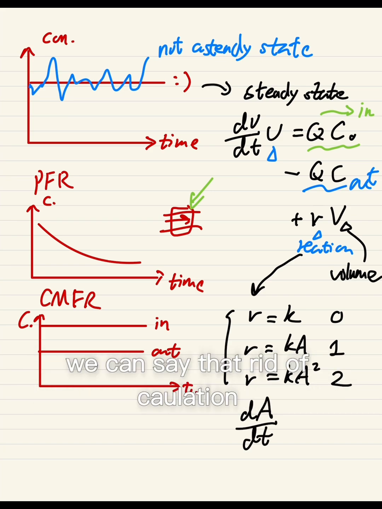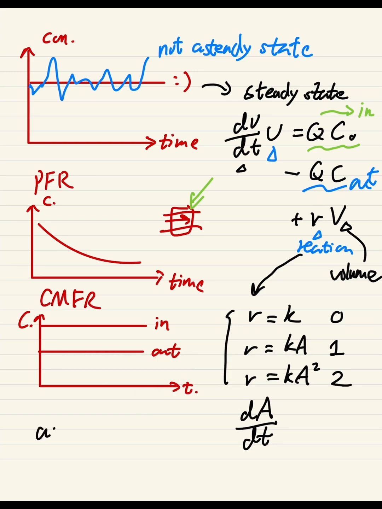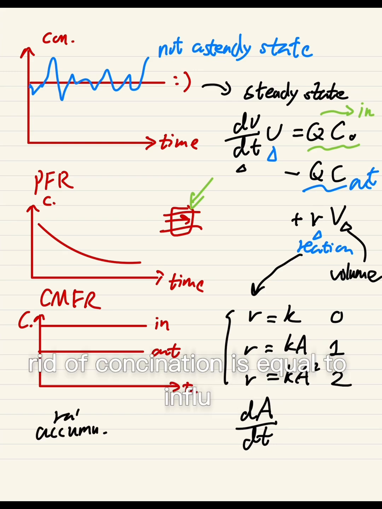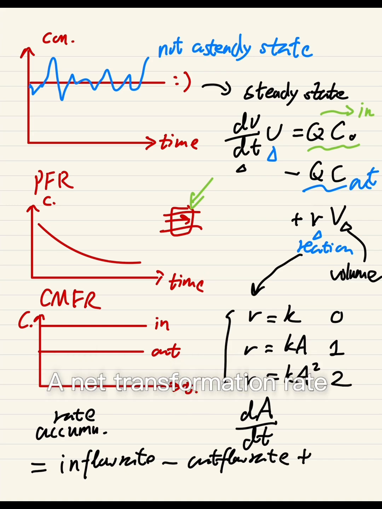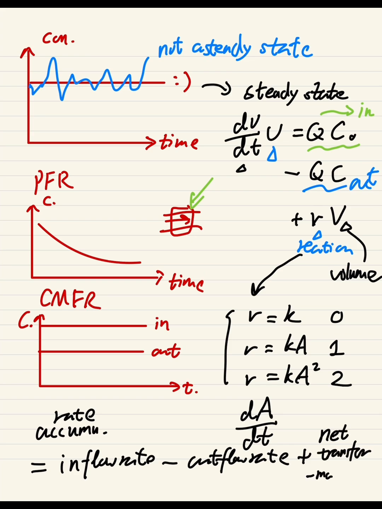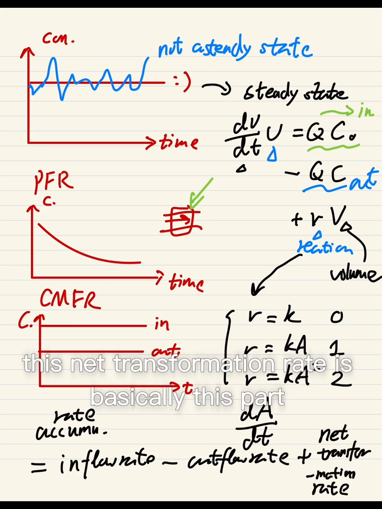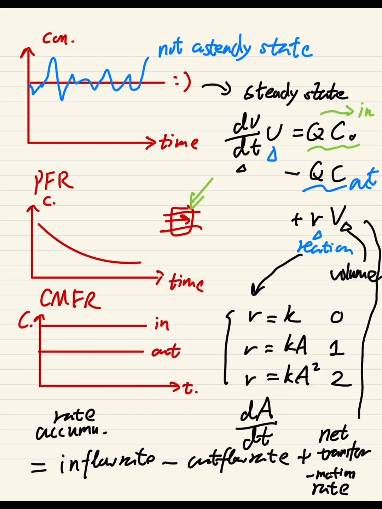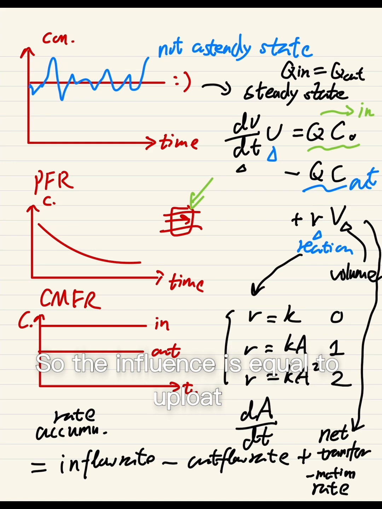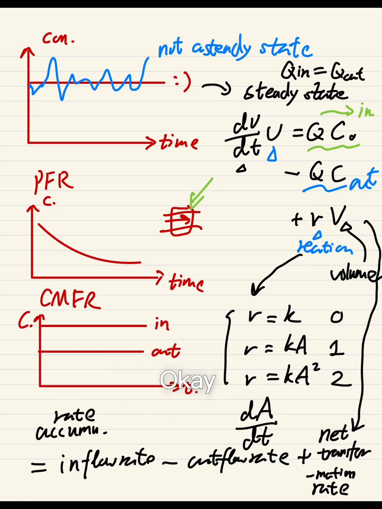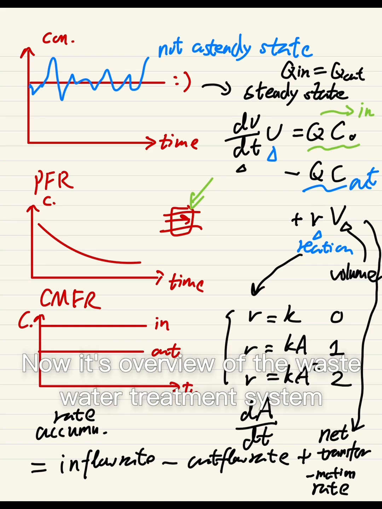Thus, we can say that the rate of accumulation is equal to inflow rate minus outflow rate, plus net transformation rate. This net transformation rate is basically this part. And if we're talking about steady state, we should know that Q in is equal to Q out, so the inflow is equal to the outflow in terms of rate. Okay, now that's the overview of the wastewater treatment system.